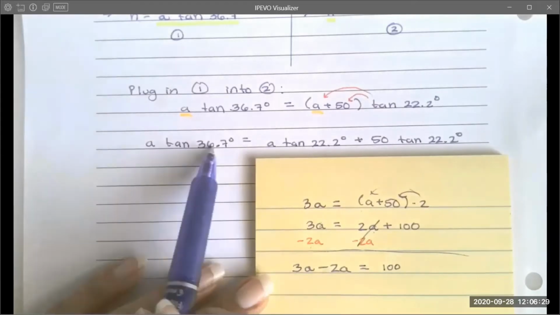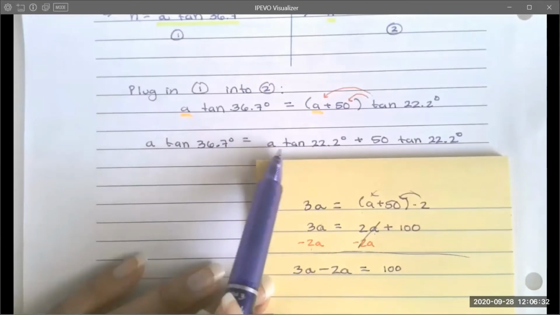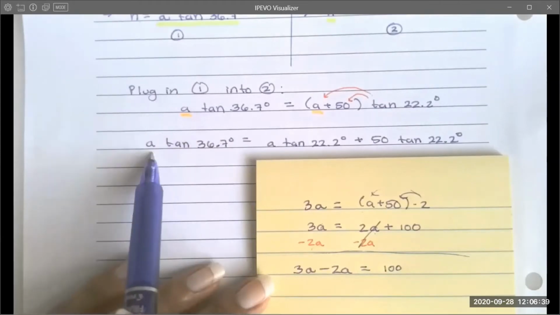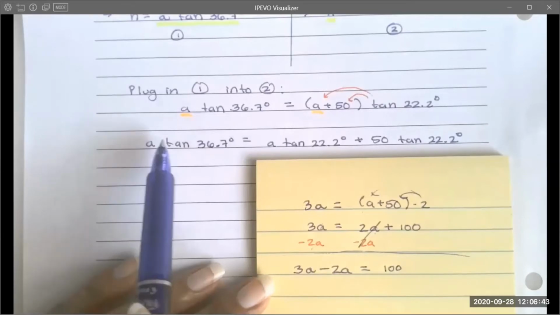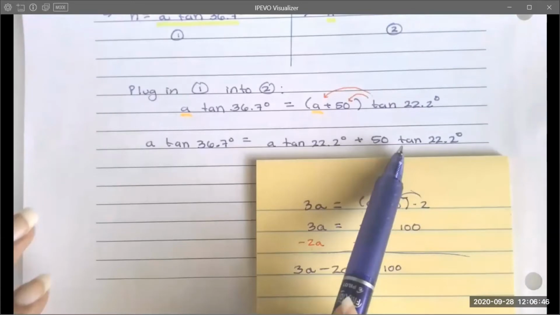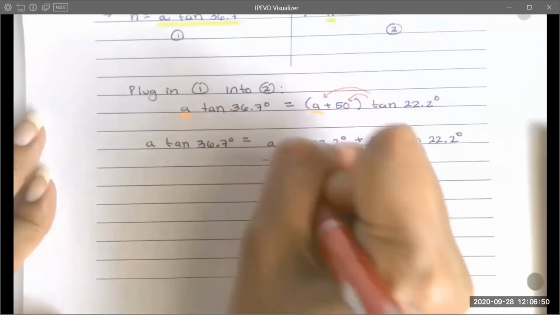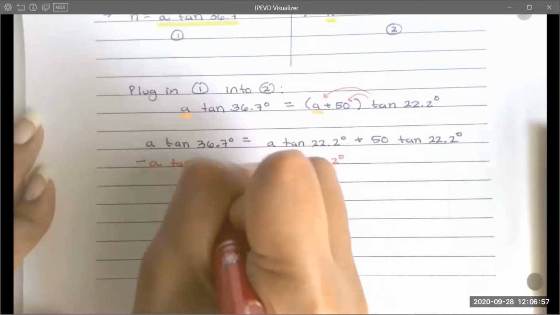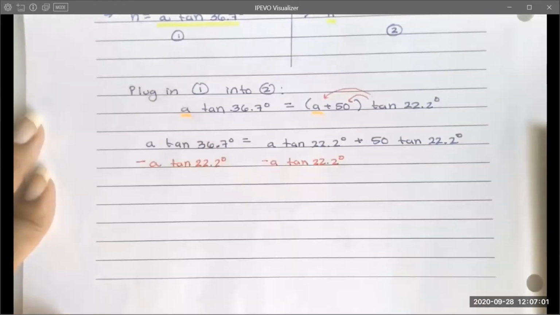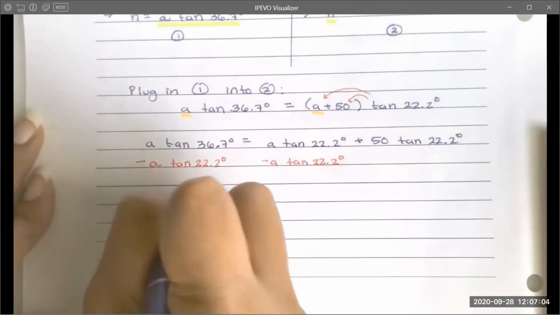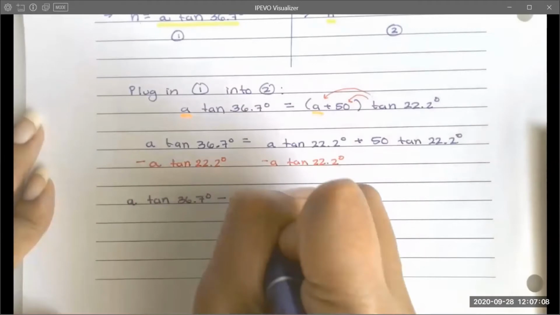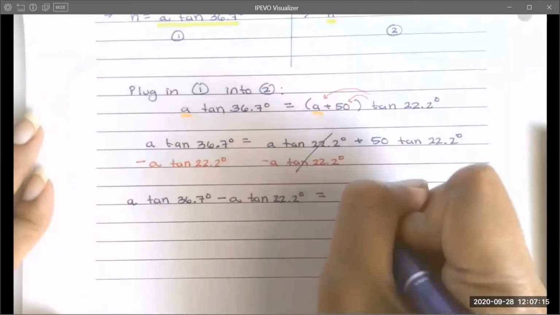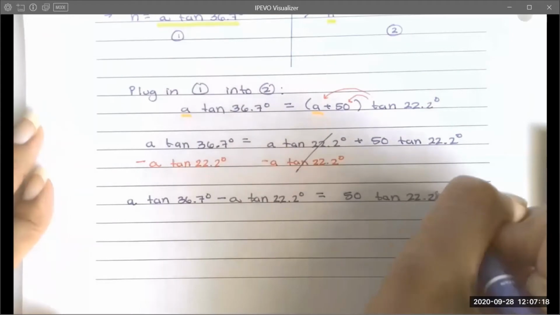Well, we're going to do a similar thing here, where I'm going to subtract the a tan of 22.2 from both sides of the equation. That way I have all the terms that have an a on the left-hand side, and the constant left by itself on the right-hand side. Okay, so let's do that. I'm going to subtract a tan of 22.2 degrees from both sides. And we're going to get on the left-hand side a times tangent of 36.7 minus a times tangent of 22.2 degrees is equal to, these are gone, just 50 tan of 22.2 degrees.